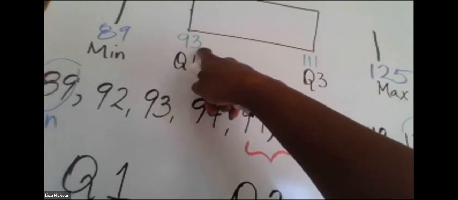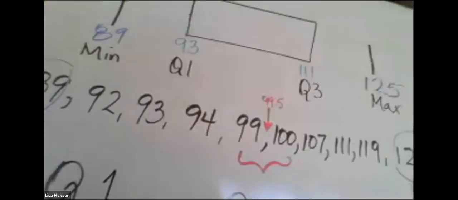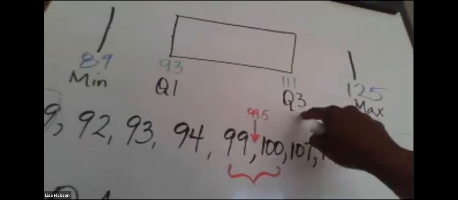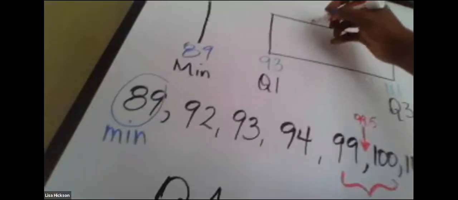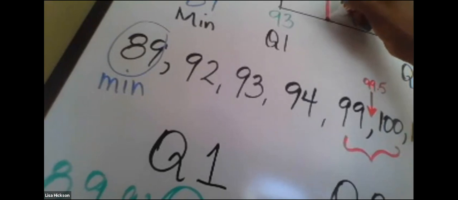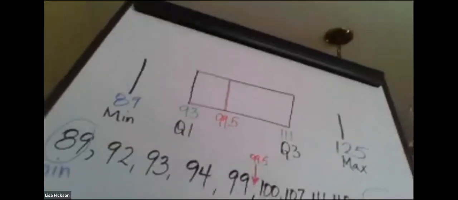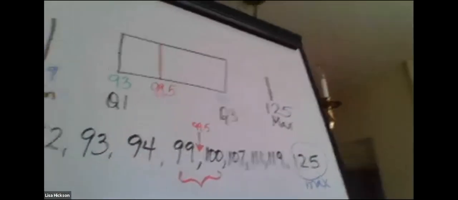And our Q2 is 6.5 from 93, and 11.5 from Q3. So our Q2 should be closer to Q1 than it is to Q3. So our Q2, we're going to put somewhere in here, and that is 99.5. Okay, so then we can draw our whisker.